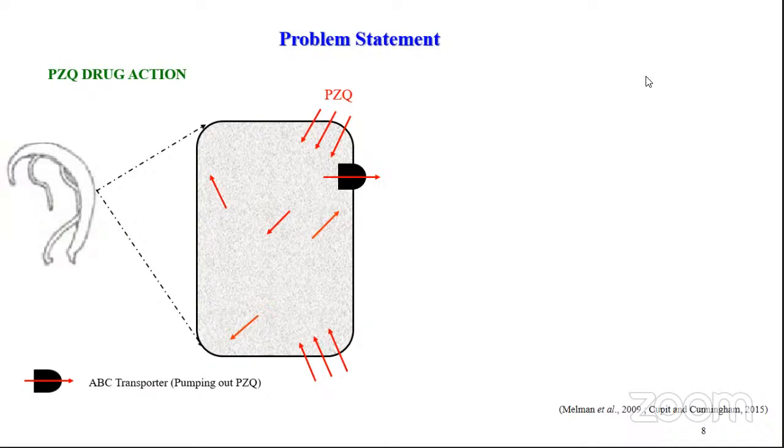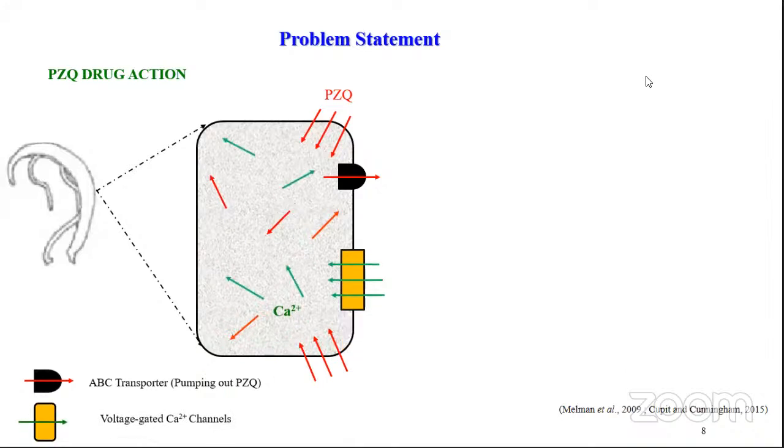Ingestion of the drug by the worm results in an influx of inorganic ions, particularly calcium, through the voltage-gated calcium channels, resulting in muscular paralysis, as well as vacuolation of the tegmental structures of the worm, which results in antigen exposure and therefore clearance by the host immune system.